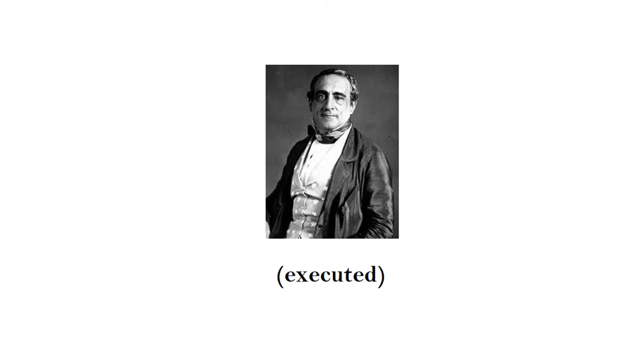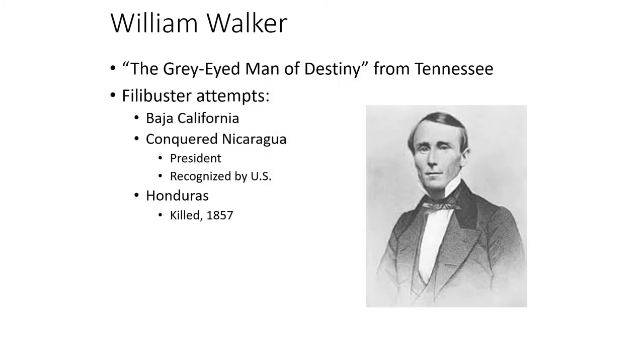Another prominent example of a filibuster was this guy, William Walker, from Tennessee, actually from Hendersonville. So he had several attempts that he led. He was, by the way, the newspapers called him the gray-eyed man of destiny. So he made several attempts to seize different areas with the goal of taking them over and then turning them over to the U.S. In Baja California, out there south of California, that part of Mexico.